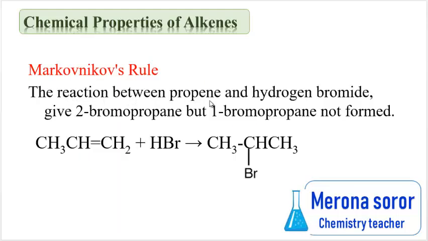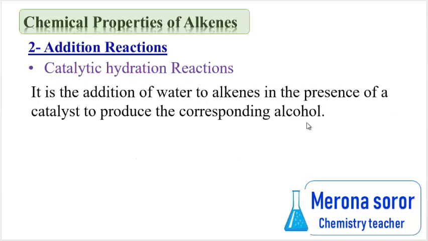The reaction between propene and hydrogen bromide gives 2-bromopropane, but 1-bromopropane is not formed. When adding hydrogen bromide to the double bond, the hydrogen is connected to the carbon that contains the larger number of hydrogen, so it connects to this carbon atom, and bromine will connect to the carbon atom that has the lesser number of hydrogen atoms, so it will connect to this carbon atom, and the result will be 2-bromopropane. Catalytic hydration reaction.